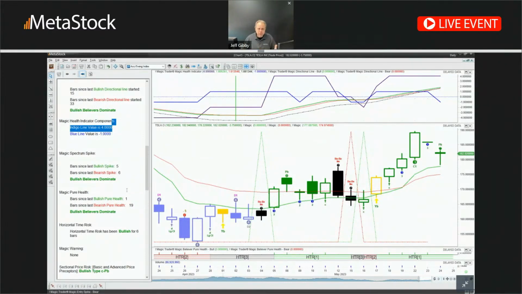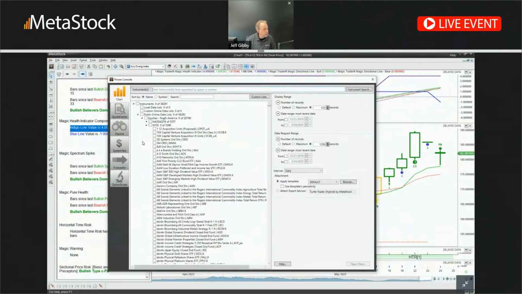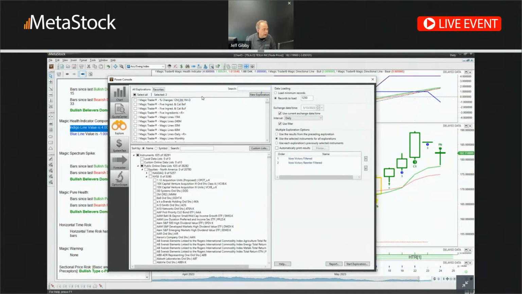For example, if I wanted to run a scan and get a list of all of the ingredients in an exploration, all I need to do is open up this Power Console and come to the Explorer. All of the Magic Trader ones are up at the top here. If I just wanted to run a scan and see where the ingredients stood on different stocks and be able to compare them, I can just go ahead and select this.